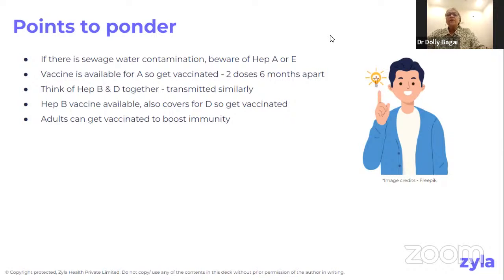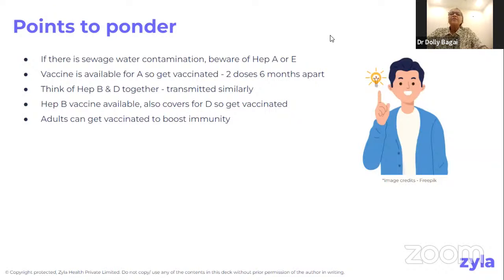Now another vaccine, a new vaccine has come, Twinrix, which is a mix of hepatitis A and hepatitis B. So these are again 2 doses, 6 months apart. Easily available and highly effective vaccine. Kindly go for it.